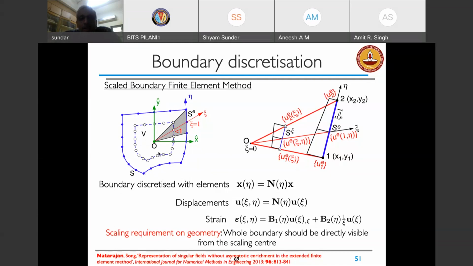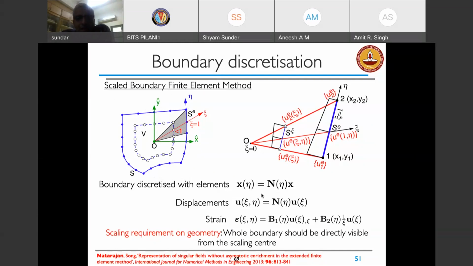So we call the point O the scaling center, and the condition is that from the scaling center, the entire domain should be visible. In the sense, if I scale the point in all the directions, I should be able to construct the boundary of this domain, right? So that's why it's called scale boundary method.